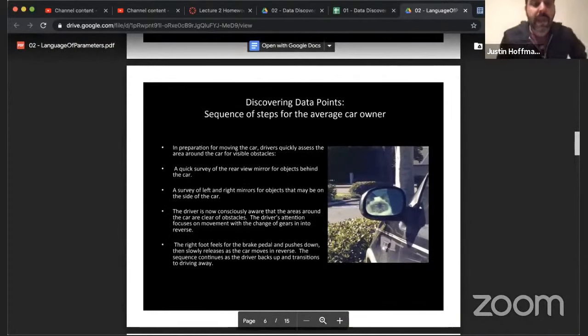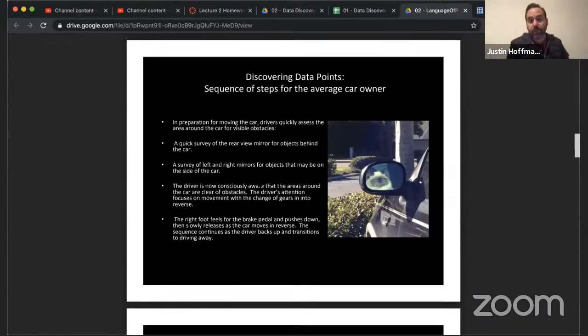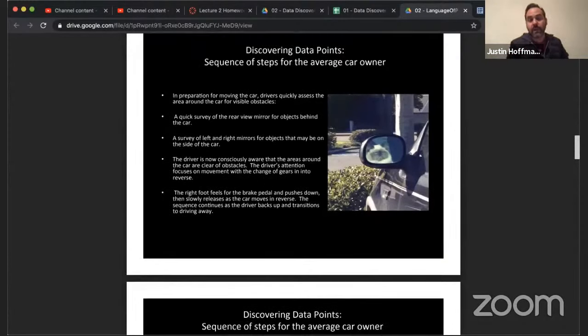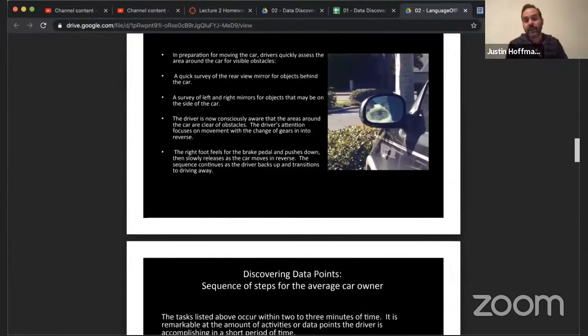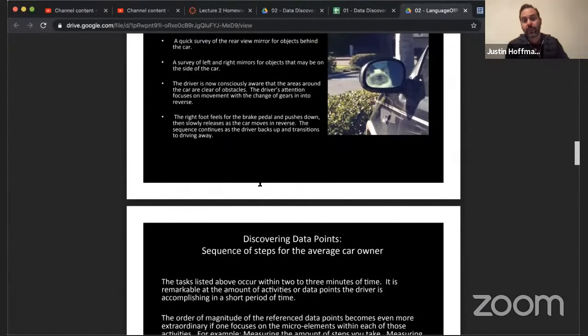So after that, in preparation for moving the car, the driver quickly assesses the area around the car for visible obstacles, a quick survey of the rearview mirror for the objects behind the car, a survey of the left and right mirrors for objects that may be on the side of the car, and then the driver is now consciously aware that the areas around the car are clear of obstacles. The driver's attention focuses on movement with the change of gears and into reverse. And then the right foot feels for the brake pedal, pushes down, and then slowly releases as the car moves in reverse.